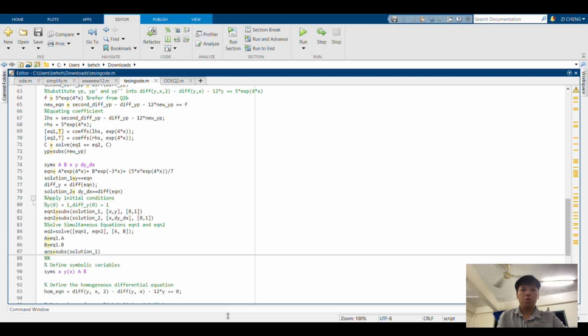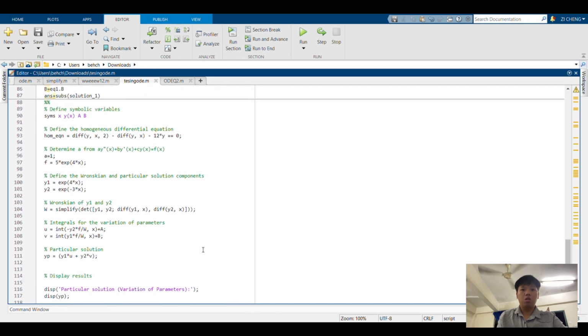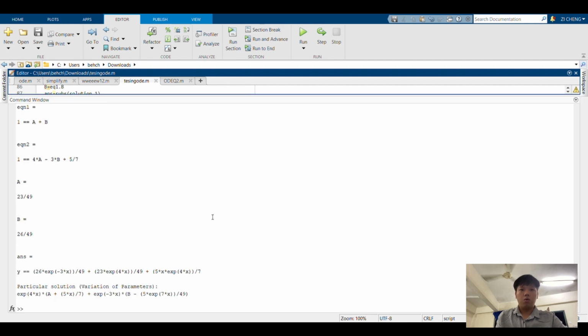So this is the coding for question 2b, so we will run the coding first. After running this coding, we get the output. The particular solution by variation of parameters we get from the output is e^(4x) times (a plus 5x over 7) plus e^(-3x) times (b minus 5 e^(7x) over 49). So this is the answer from MATLAB that we get for this question.